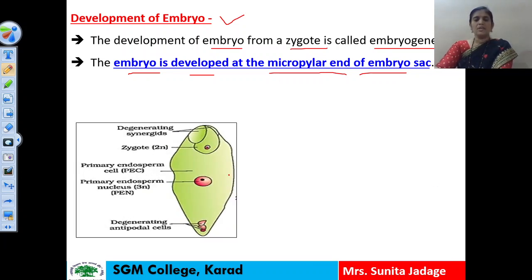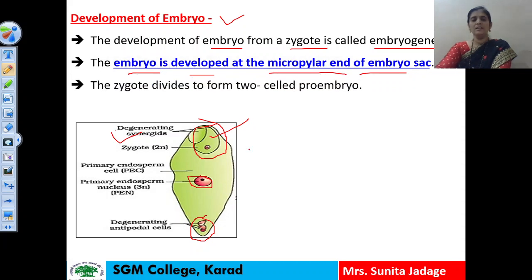This is the structure of the embryo sac, and here you can see the micropylar end showing formation of the zygote. These are the degenerating synergids, and this is the zygote. From the zygote the embryo will be formed, and this is the primary endosperm nucleus from which the endosperm development is taking place. These are the degenerating antipodal cells which are present at the chalazal end. So further developmental stages of the embryo are taking place from the zygote.